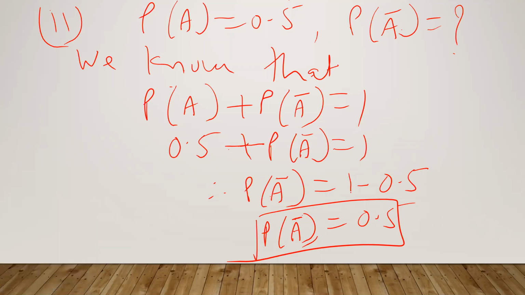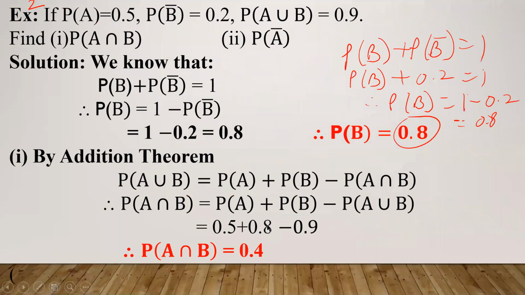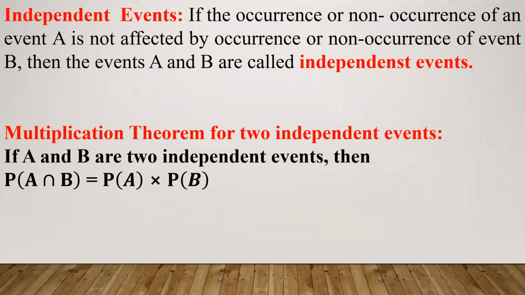1 minus 0.5. So basically, in these two examples, these two formulae we have used: this one and this. I'll give you more problems for practice. So we have seen what is mutually exclusive event and exhaustive event.